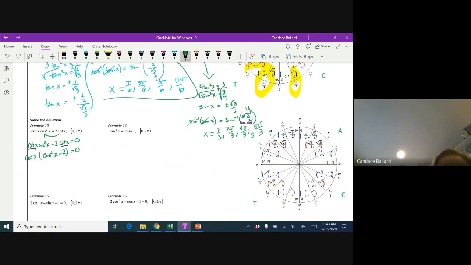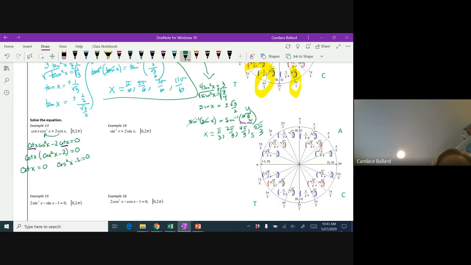I notice that I have a cotangent of x in both of those, so I'm going to factor it out. So I get the cotangent of x times cosine squared x, and then what would be left here is a minus 2, equals 0. Now, when we factored and solved, we used what we called the zero product property. That's where we can split both of these up and set them equal to 0 individually. So cotangent of x equals 0, and cosine squared of x minus 2 equals 0.